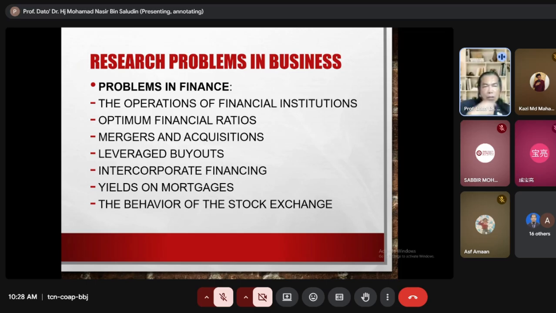Research problems in business for finance, maybe: operation of finance institutions, optimal finance ratio, merger and acquisition, leveraged buyout, corporate financing, yield on mortgage, and behavior of the stock exchange. One of my students died already because of the Dow Jones share in America that got a problem. The Dow Jones share was falling down. He also took liquor and died already last month.